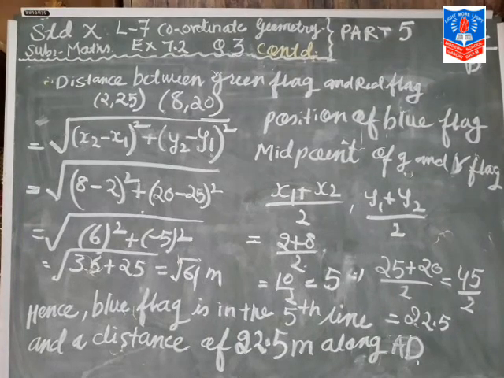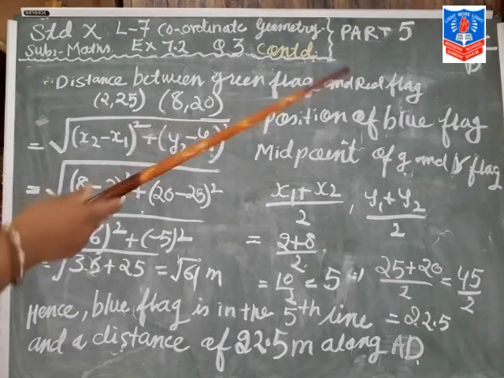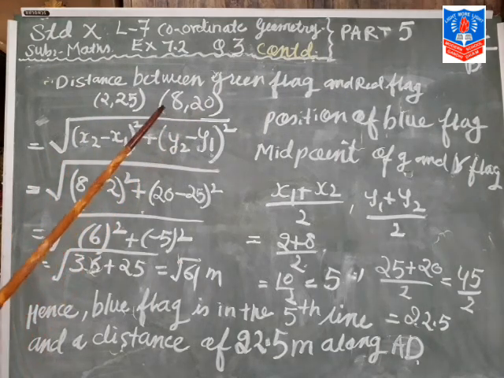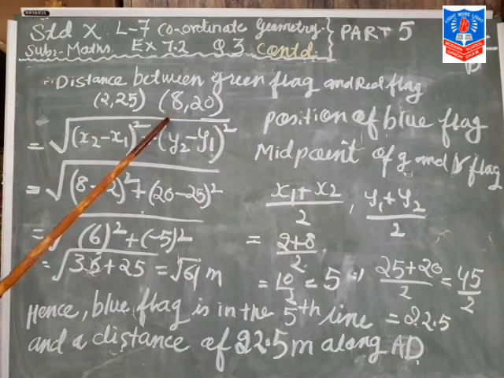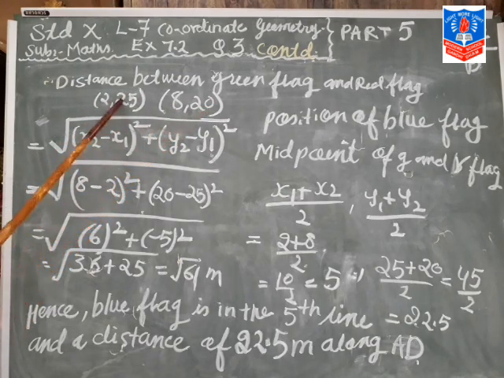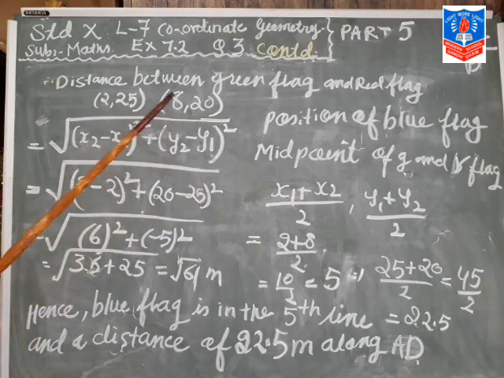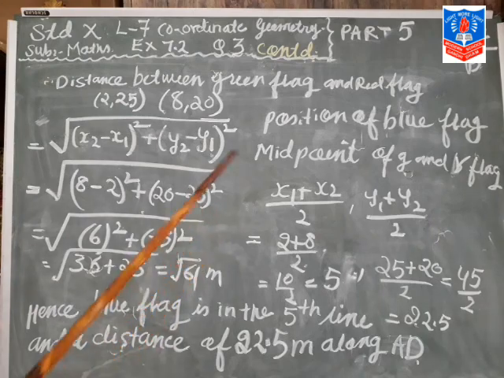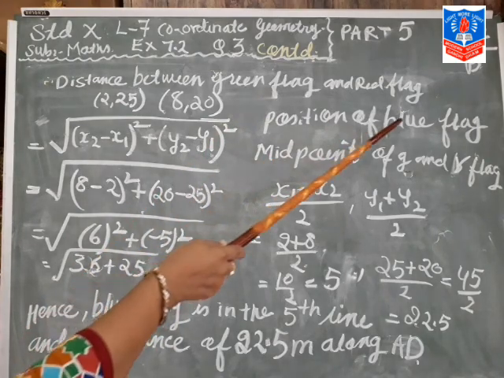Clear? So now the distance between the green flag and the red flag. (2, 25), (8, 20). x2 is 8 minus 2, and y2 is 20 minus 25. Clear, children? Okay, so here 6 square and here minus 5 square. So 36 plus 25, that comes to square root of 61. Clear, children?